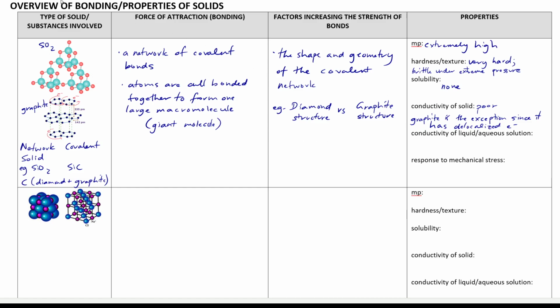Again, conductivity of the liquid or aqueous solution, well, since it's not dissolving, there can be no conductivity. And response to mechanical stress is that it will shatter under extreme pressure, as we indicated. So this sufficiently covers the first type of solid that we were looking at today, which is the network covalent solid.